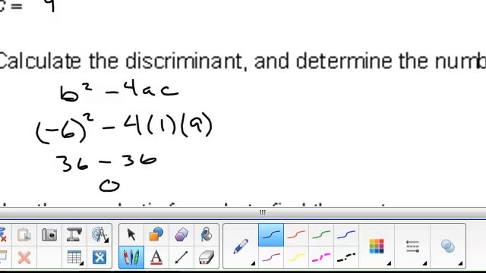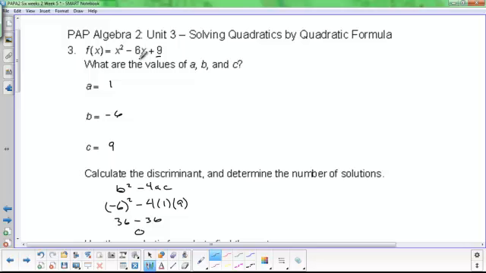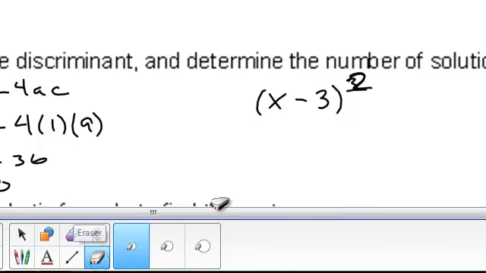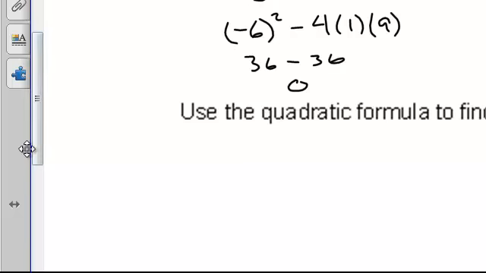Now, is this factorable? The answer to that question is yes. What are the two factors of 9 that add up to negative 6? That's negative 3 and negative 3. But more importantly, this is a perfect square trinomial, which means the factored form is x minus 3 quantity squared, not cubed. But now let's use the quadratic formula to back up what we're talking about when we solve this problem.